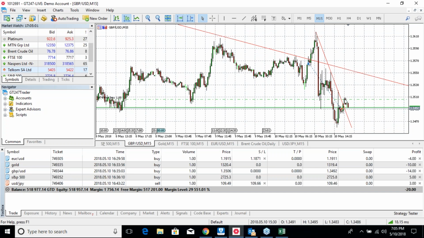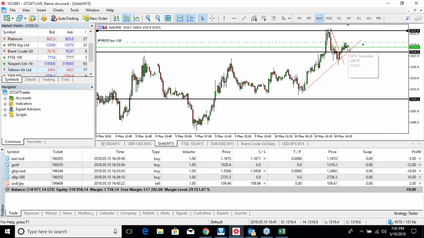We went long here. As I said previously, it might retest and then continue to go up. So we're not gonna cry over spilt milk, but let's put the stop loss just below there. If it goes below that mark, it wasn't a good trade.